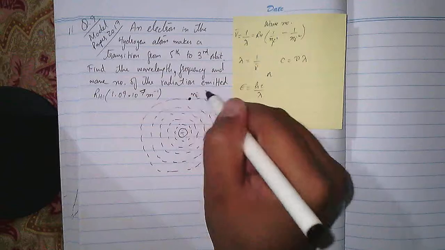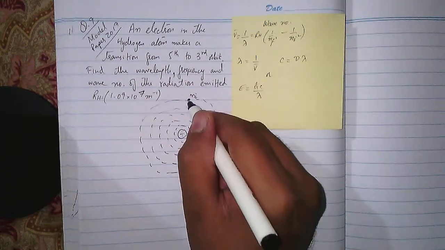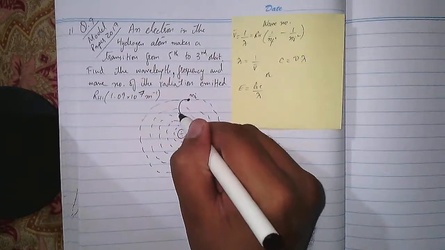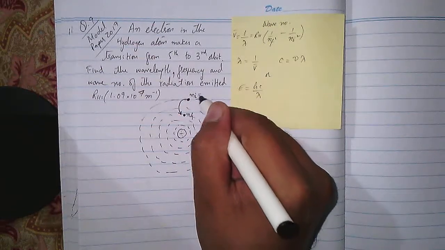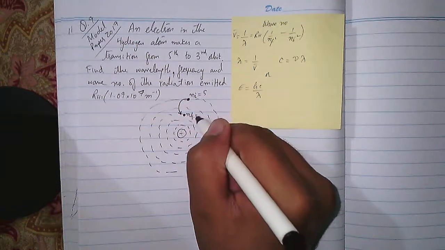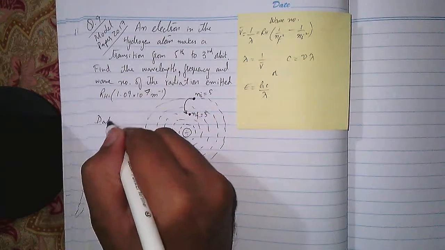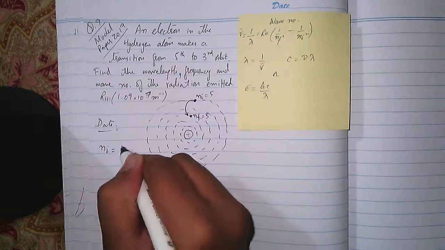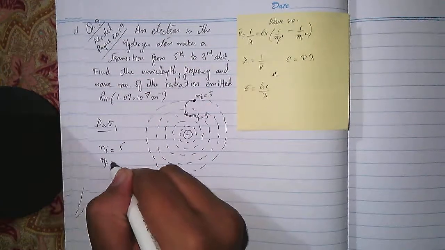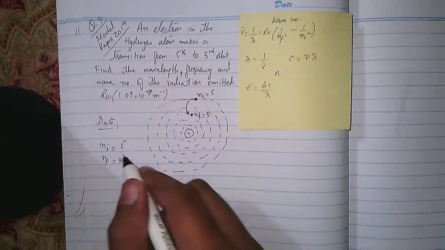This is Ni, orbit number 5, initial orbit, and then the electron jumps into this orbit. So the final orbit here, that is Nf. So Ni is equal to 5 and Nf is equal to 3. So we write it here in the data that we have Ni is equal to 5 and Nf is equal to 3. Now find the wavelength.